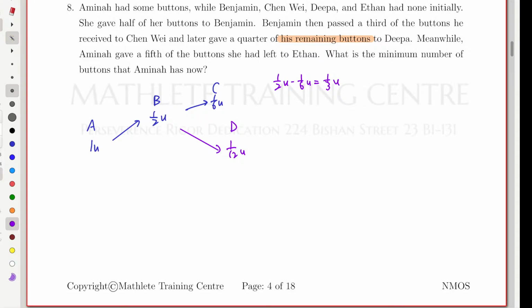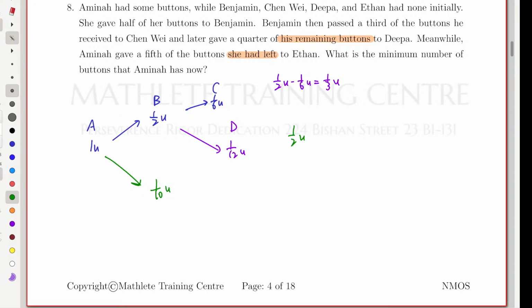Okay, and at the same time, Amina also gave 1/5 of the buttons she had left to Ethan. Alright, so again, it is the remaining buttons. So how much does Amina have at this point? Well, half units. She gives 1/5, so this will be equal to 1/2 times 1/5, 1/10 units.